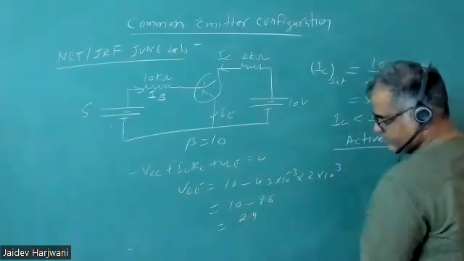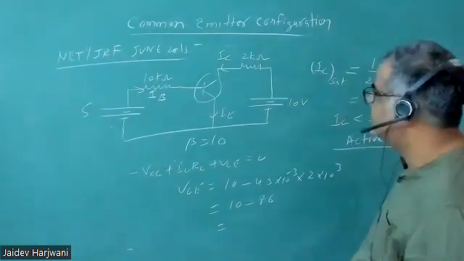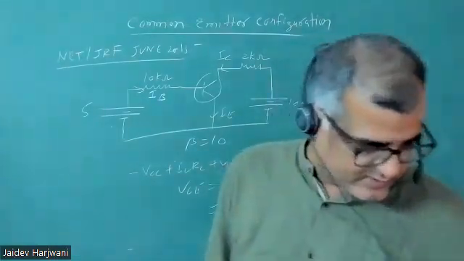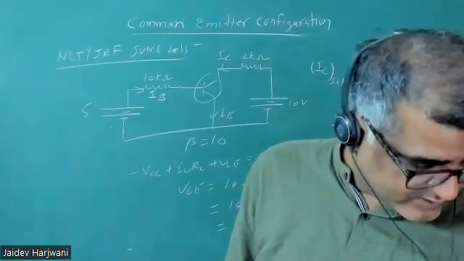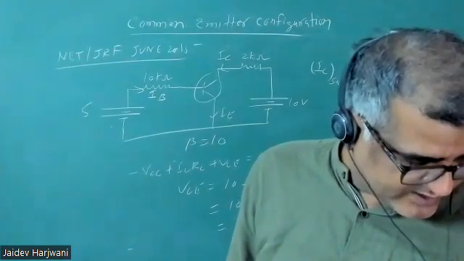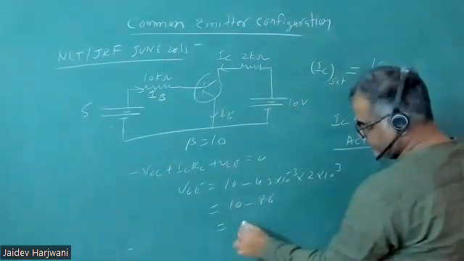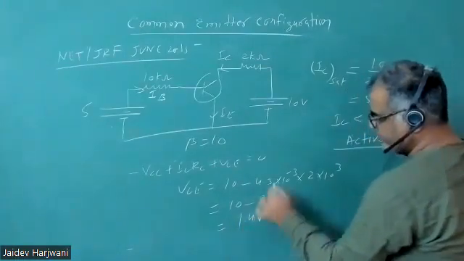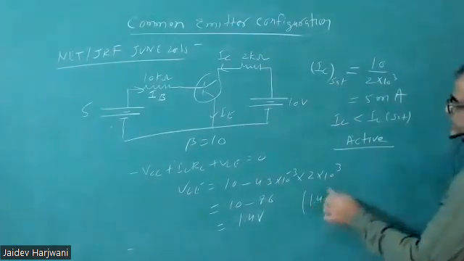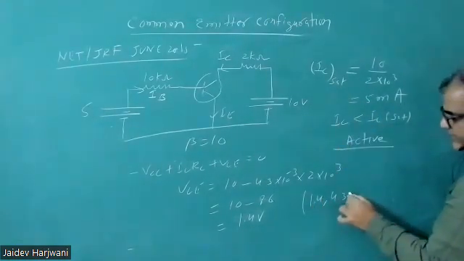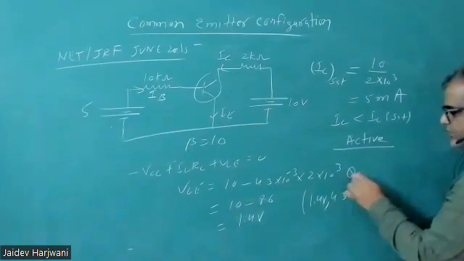How much is coming? 2 point or 1.4? 1.4. Some calculation mistake is there, why do I have different values? So VCE is your VCC 10 minus 4.3 times 2 kilo ohm. I have kept 2 kilo ohm. So this will become 1.4 volt. Fine. So this is your operating point: VCE is 1.4 volt and IC is 4.3 milliampere. This is your operating point Q.